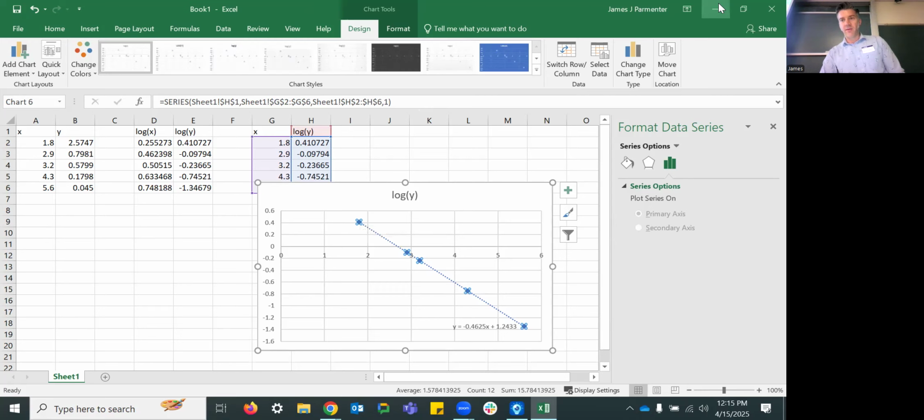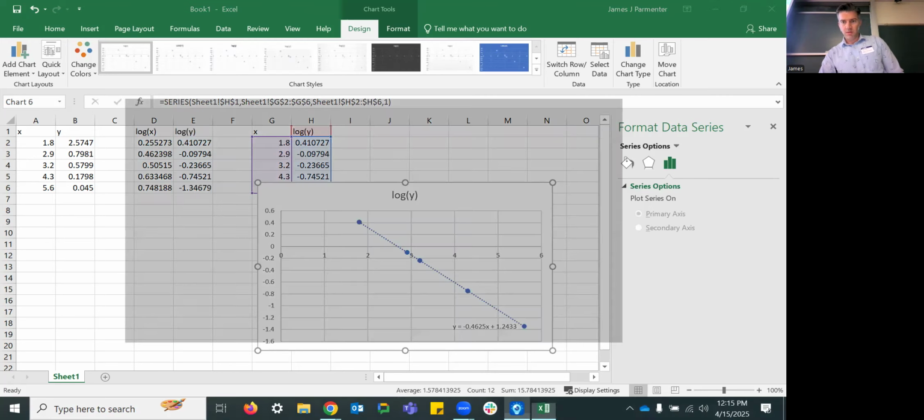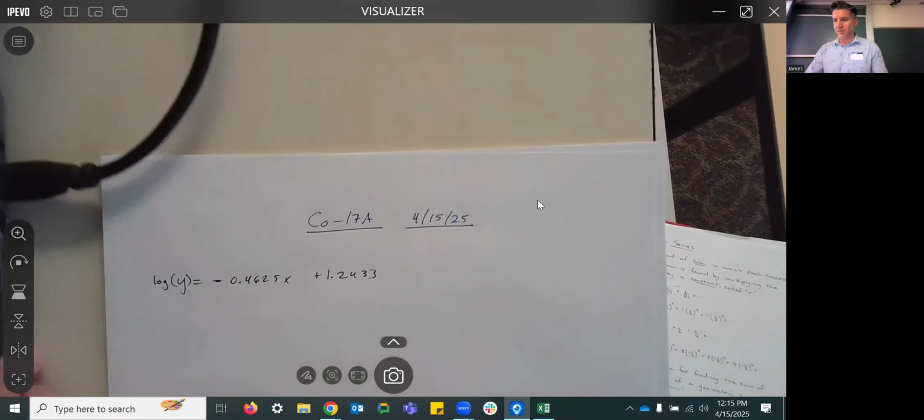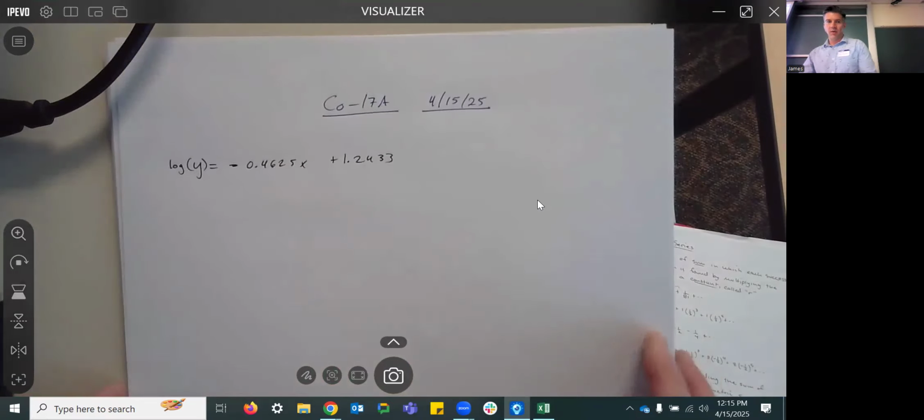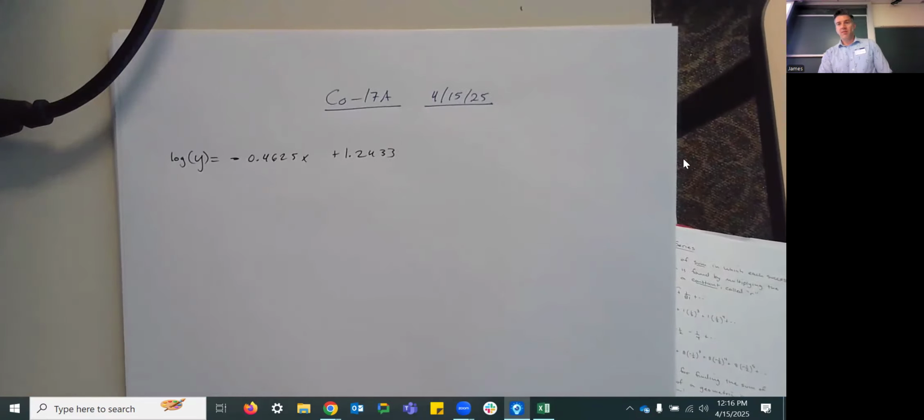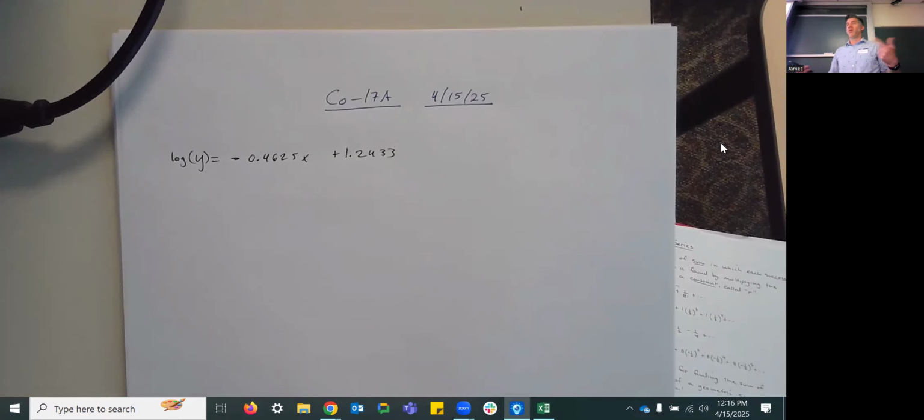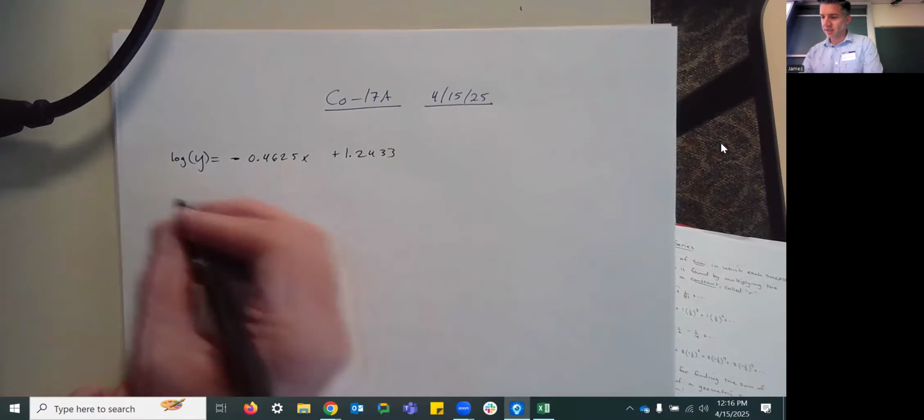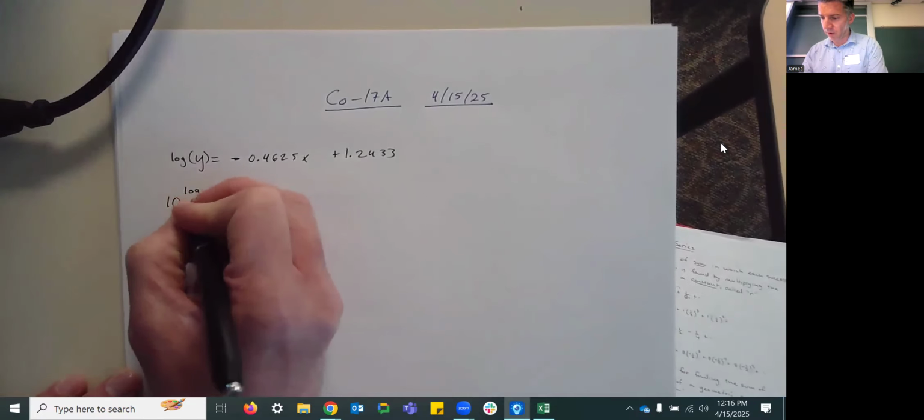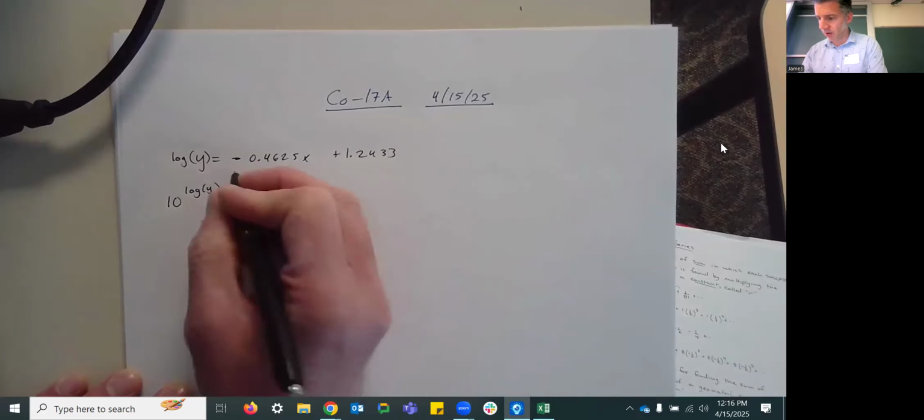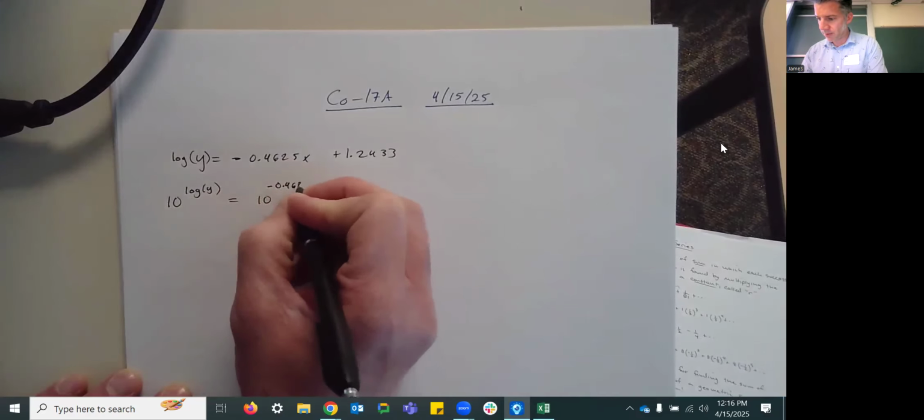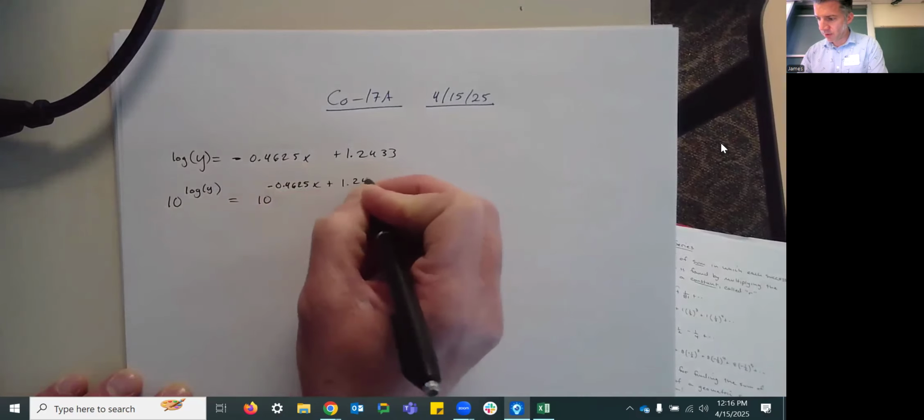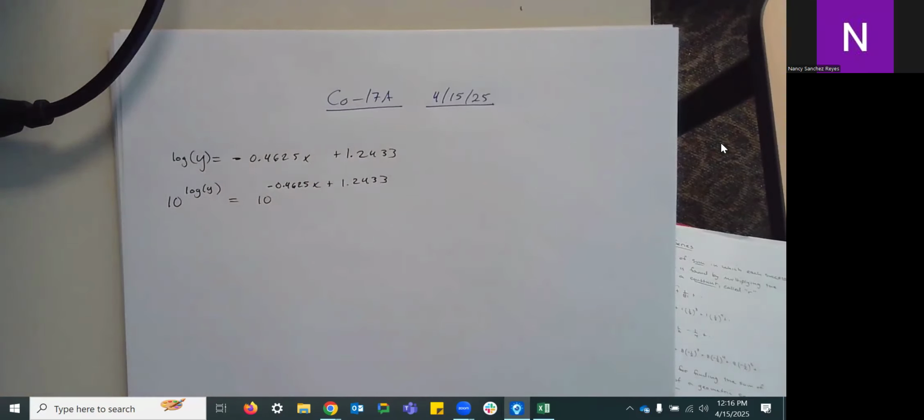So what do we have to do with this after that? Well, then we're going to do the following. Sorry for all the stuff in the way here, but I'm trying to keep this up here for a minute. So here is what we got from that. This is the relationship. But to write our answer, we have to isolate Y. So this is where we're going to write both sides as powers of 10. So we're going to say this is 10 to the log of Y equal to 10 to the all that. So it's 10 to the log of Y equals 10 to the negative 0.4625x plus 1.2433.